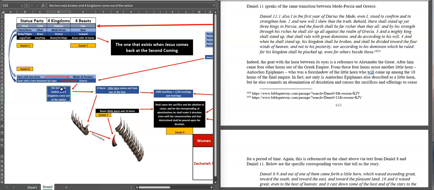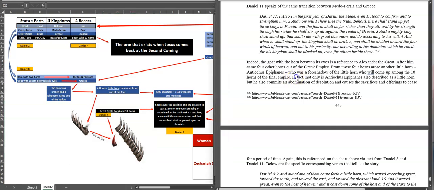So here we're moving from, and I have all of these arrows to show you the progression of events. So you have from Medo-Persia to Greece, Alexander the Great, moving to the four horns that came up out of the Greek Empire, and the little horn comes out from the four. That's Antiochus Epiphanes. He was a foreshadow of the little horn who will come up among the 10 horns of the final empire. And that is what we see down here, he is a foreshadow of the other little horn. The one little horn of the Greek Empire is a foreshadow of the little horn of the final empire.